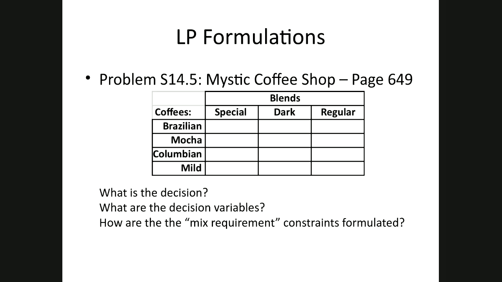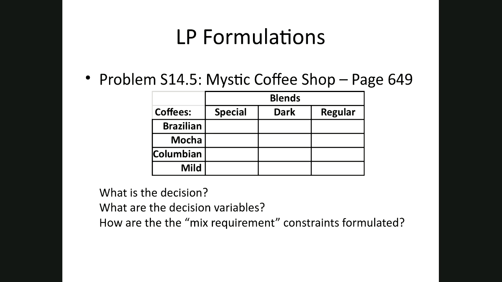All right, we're ready to begin the second part of lesson 21, which is another formulation, and this is the Mystic Coffee Shop that you'll find on page 649 of your textbook. I'm going to read again a little bit about the Mystic Coffee problem. You can follow along, but we're going to go through the same process. What's the decision? What are the decision variables? And how do we formulate all the constraints?